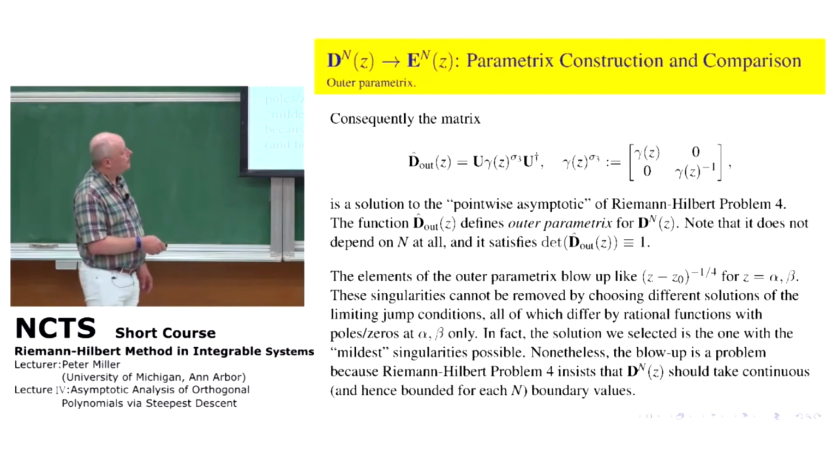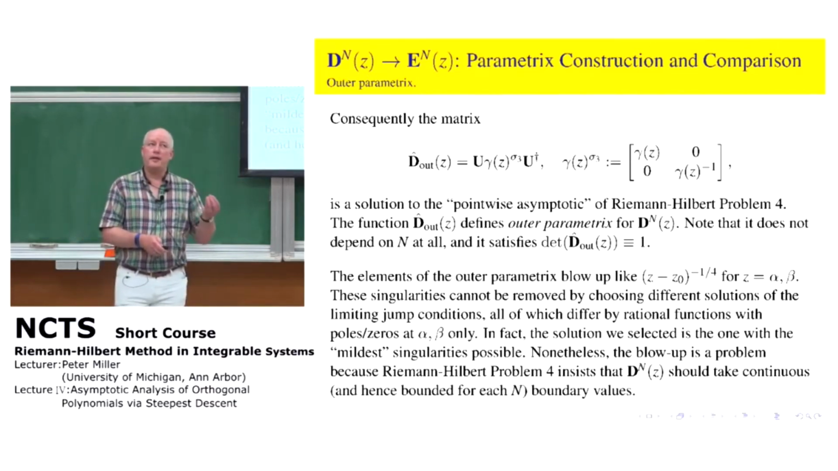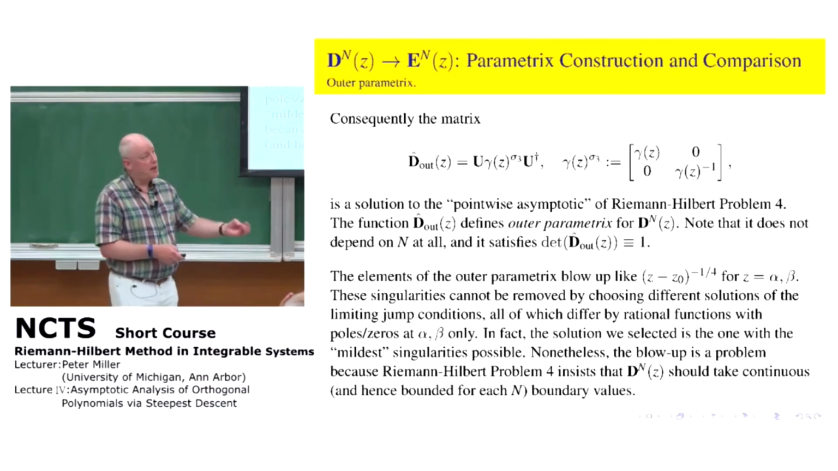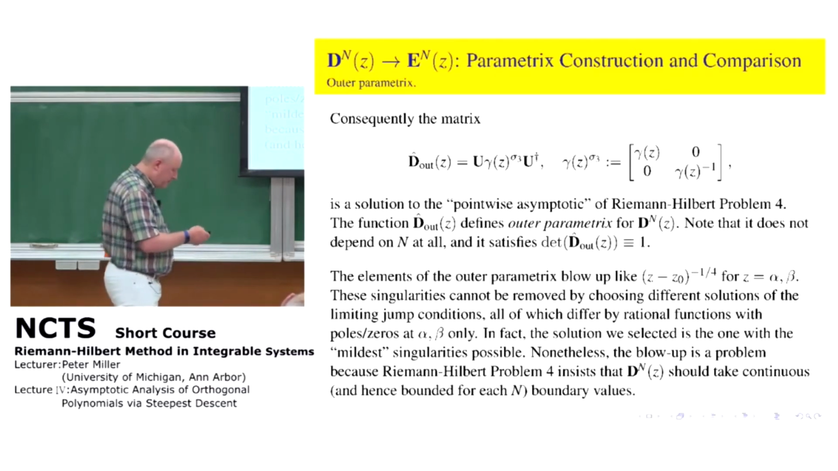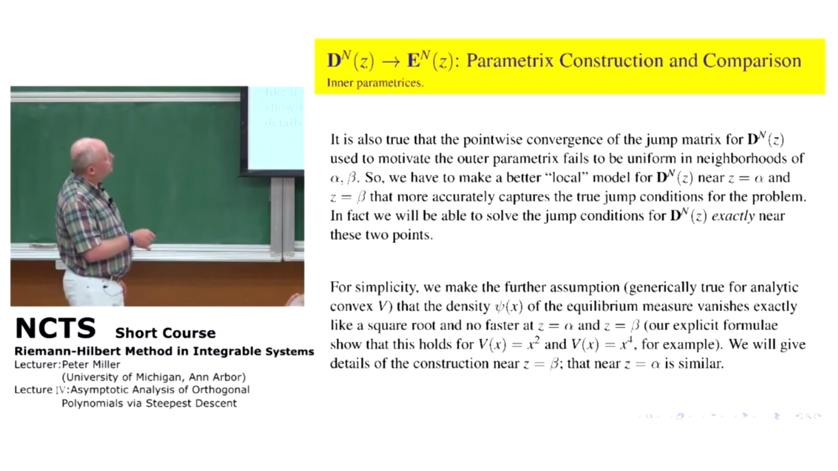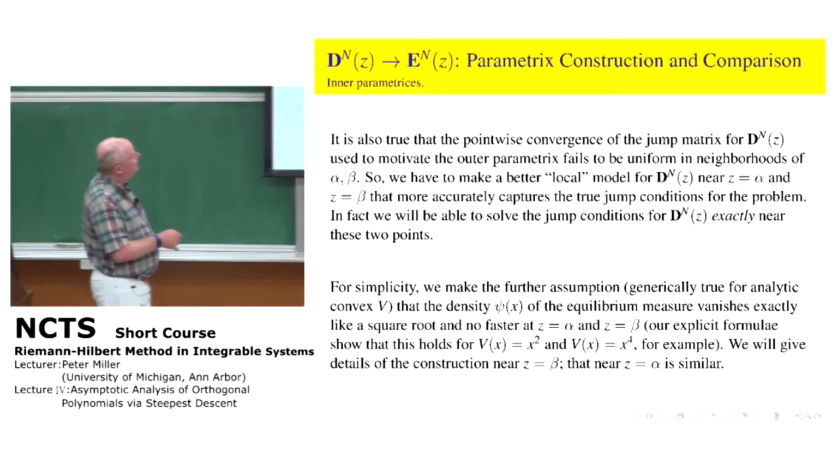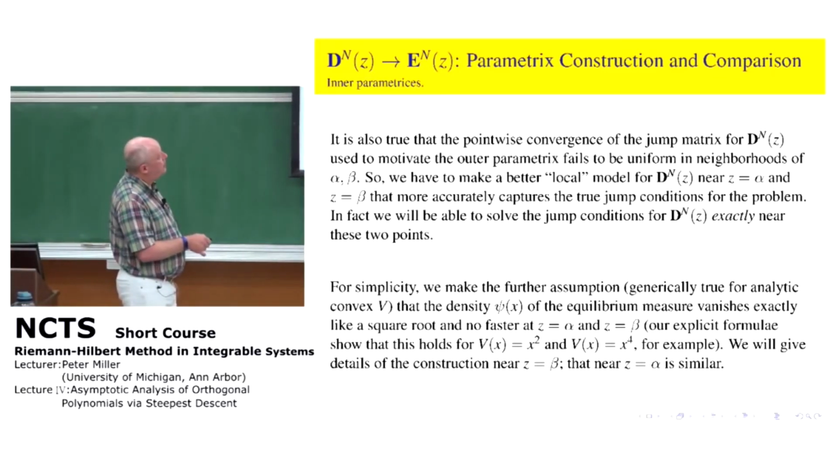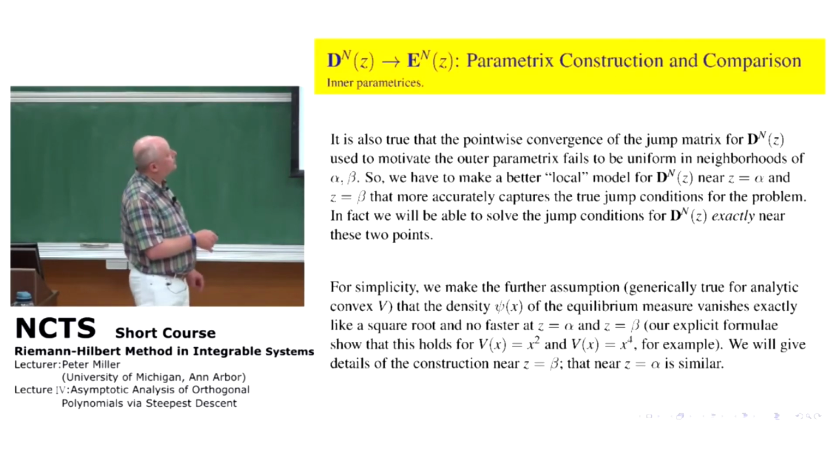So that's a problem. So we have to repair that, but we also remember that our limit n to infinity of the jump matrix was not uniform close to alpha or beta. So we have to do something else near alpha and beta anyway. That's exactly where this matrix blows up. Okay, so that's what this says. It's also true that the pointwise convergence of the jump matrix that we use to motivate the outer parametrix is failing near the endpoint. So we're going to have to make a better local model for dn near alpha and beta that's going to more accurately capture the true jump conditions.